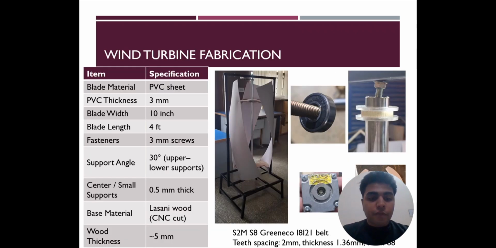This slide presents fabrication details of the wind turbine. The base was constructed using Lasani wood, which was CNC cut for precision. The structure was assembled using screws, and support angles of 30 degrees were used to ensure stability. A belt mechanism was also incorporated for power transmission.